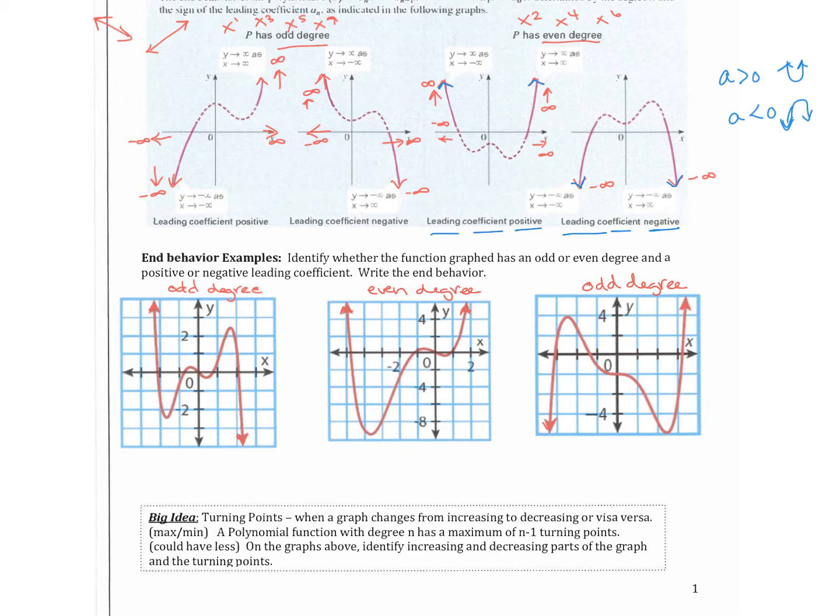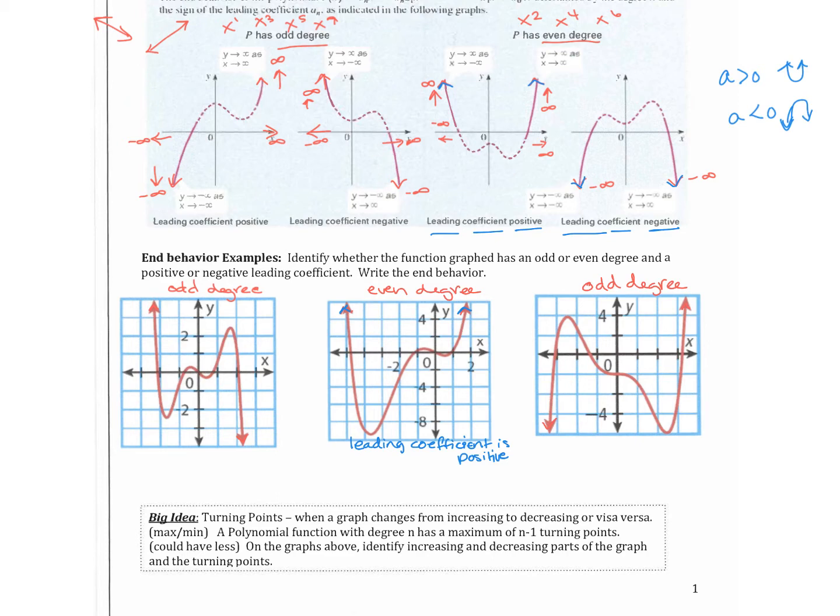So going back down to my three graphs at the bottom, my even degree one, since both of my end behaviors are pointing up, I know that my leading coefficient, sorry about that, is positive.